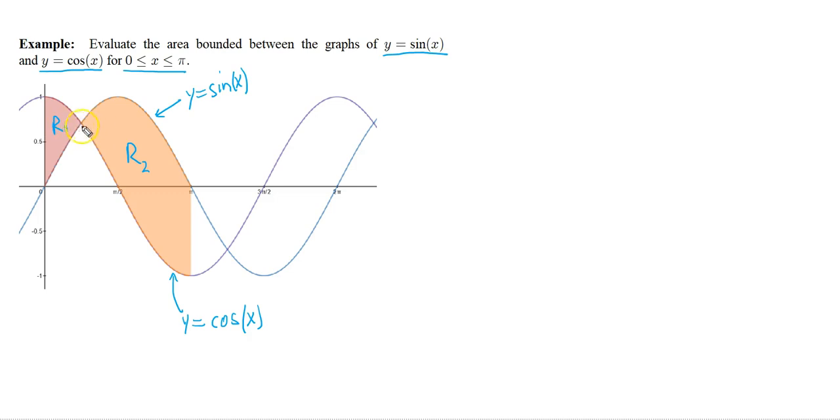So we see that we're actually going to have two integrals here. It looks like for this problem, we're actually going to have to evaluate two separate integrals. An integral giving us the area of region 1, and then an integral giving us the area of region 2. So to find these two integrals, we have to find where these graphs intersect. You notice there's an intersection point right here.